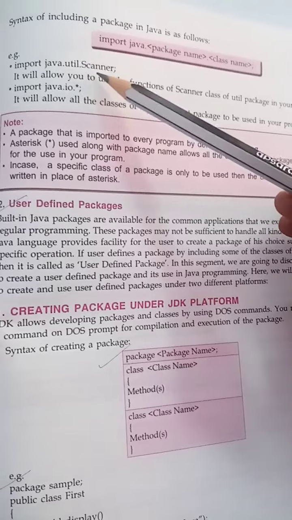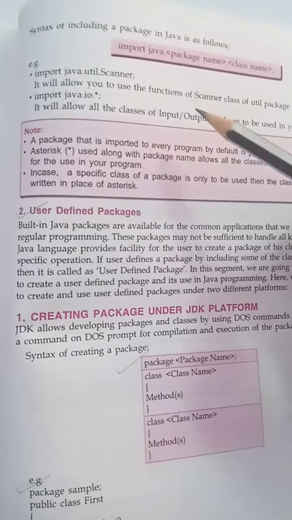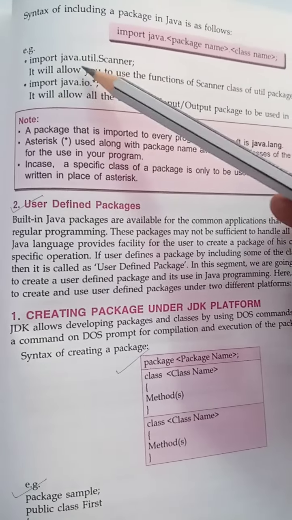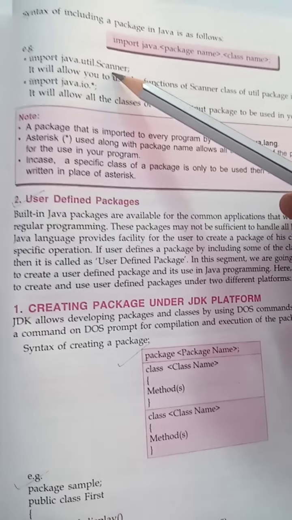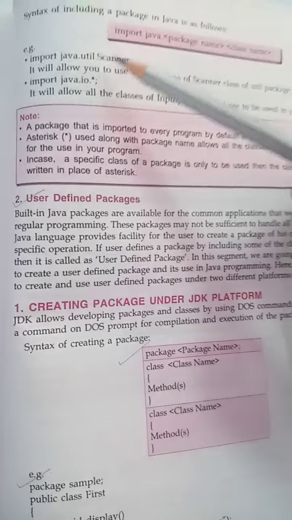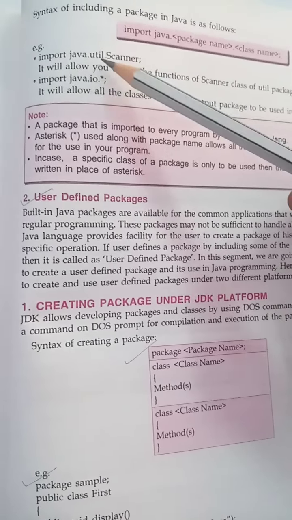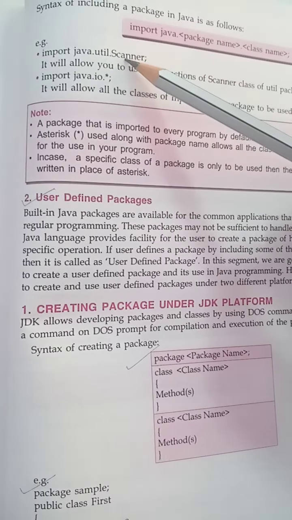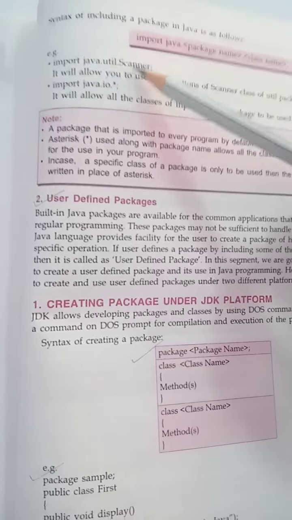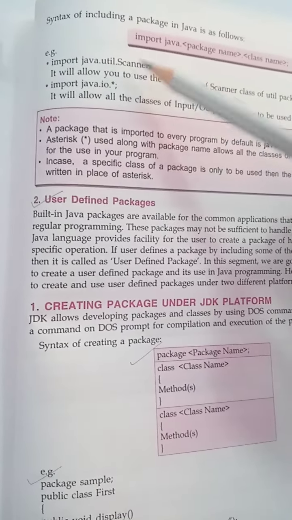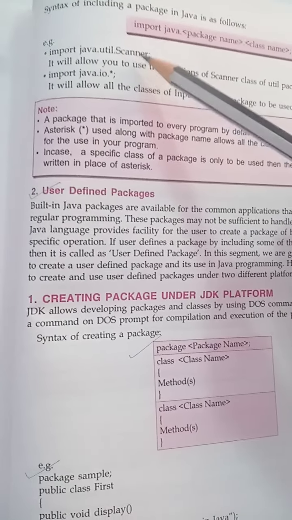Import java.util.Scanner, in order to import the utility package. So import java.util.Scanner if you have to use the Scanner class. But suppose you need any other class of the utility package also in your program, then you can write java.util.asterisk. Asterisk stands for all the classes will be available if you are writing java.util.asterisk. So this is the use of asterisk instead of any particular class name.